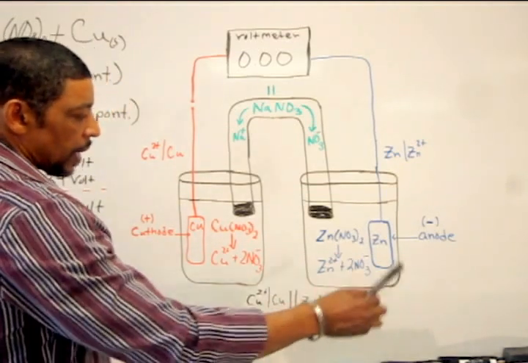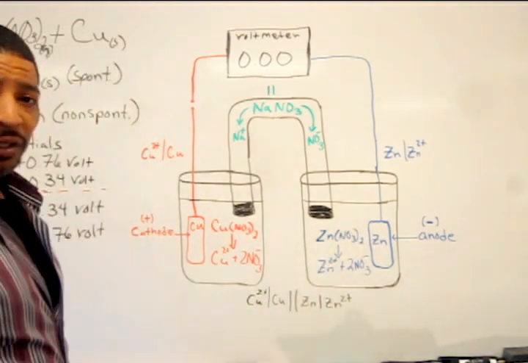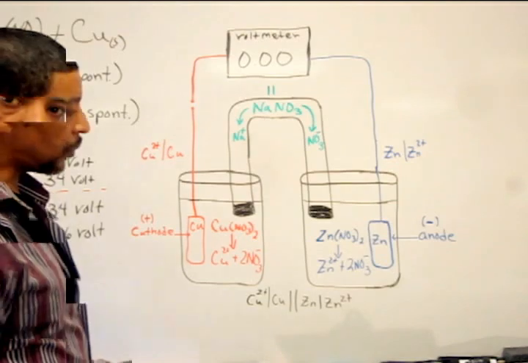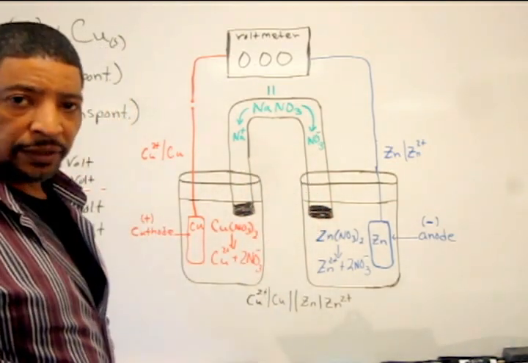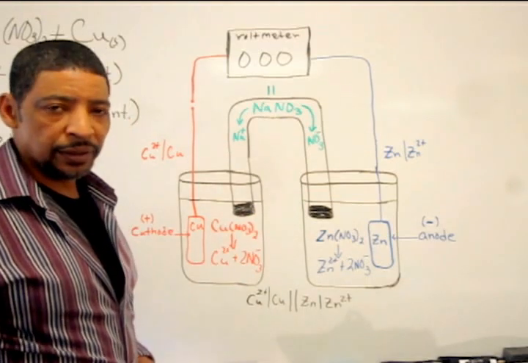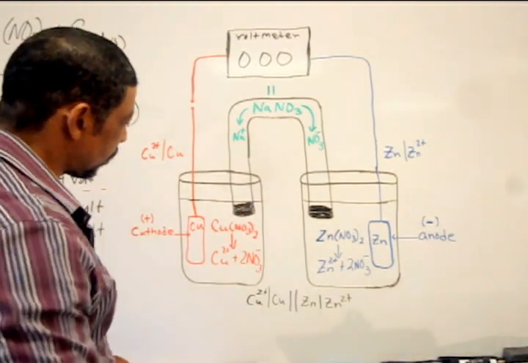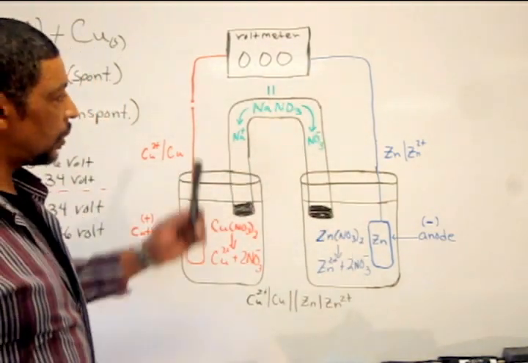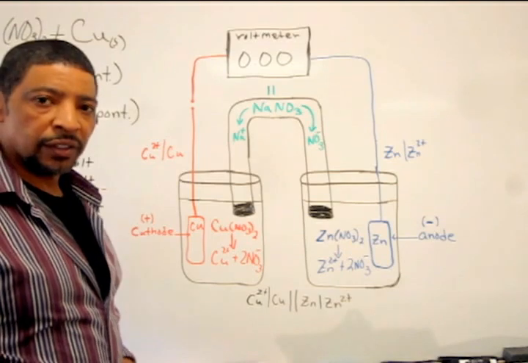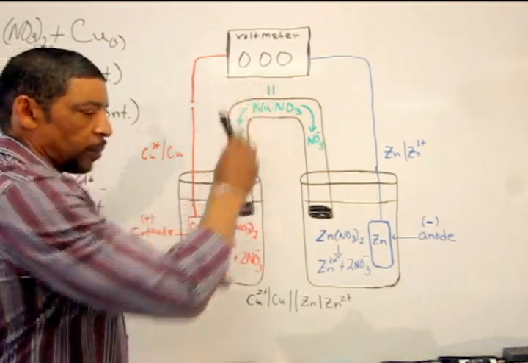In the cell on the right, the solution will be zinc nitrate. In the cell on the left, the solution will be copper(II) nitrate. The two cells are connected by a U-tube containing an aqueous salt. In this particular case, the aqueous salt will be sodium nitrate. And of course, the electrodes are connected by wire through a voltmeter. Notice that in this case, this circuit is open, therefore the reading on the voltmeter will be 0.00.